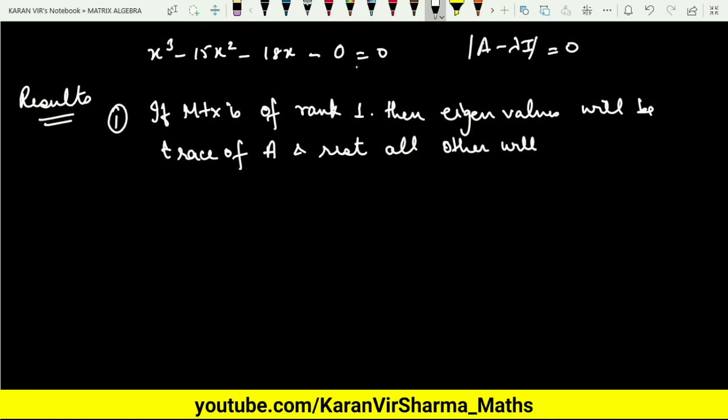We can understand this result through an example. So let me take a very simple example in this case.